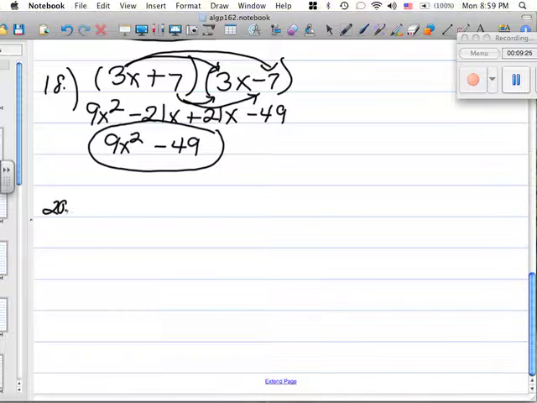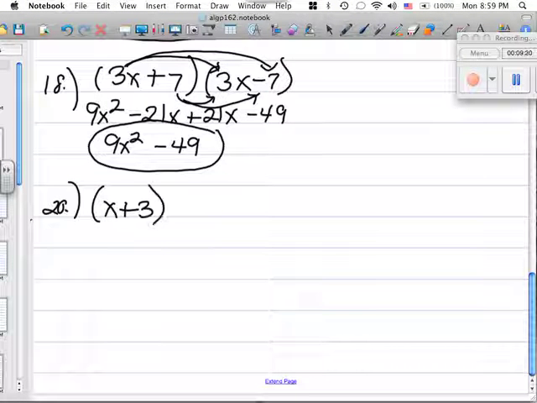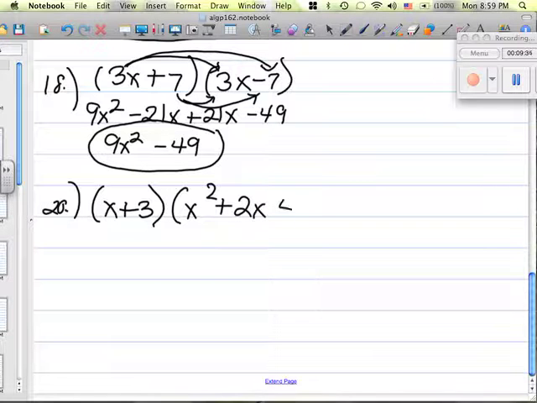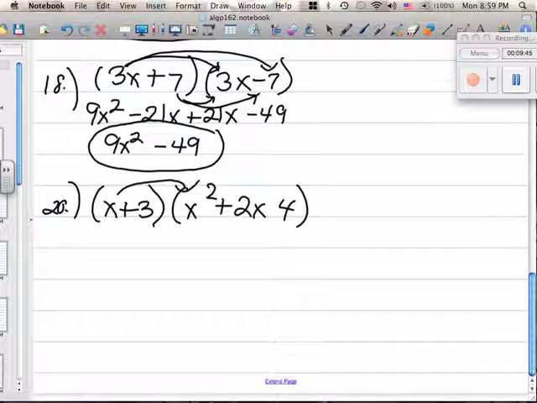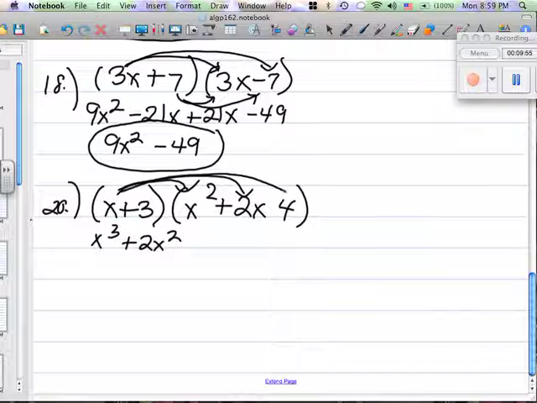Number 20, we have a binomial x plus 3 times a trinomial, x squared plus 2x plus 4. So we're going to end up with 6 terms. We'll take x times the 3 terms and then go back and do 3. So 2 times 3, we'll get 6 terms altogether. Multiplying first by x, we get x cubed. Next term plus 2x squared. And then the third term plus 4x.